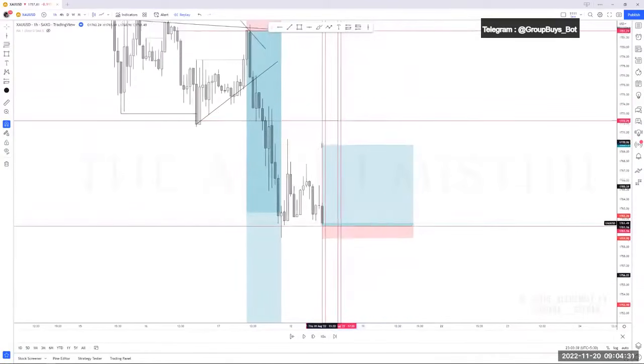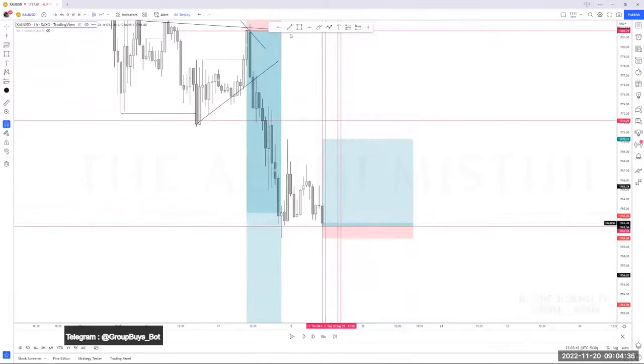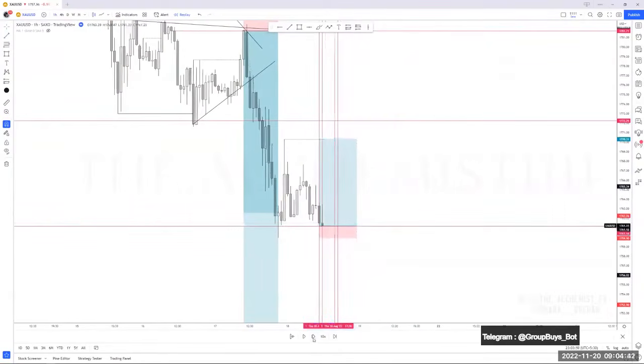12 pips. Where am I targeting? The next daily level, or this high, a high that failed to create a lower low. Liquidity. Liquidity like this. Now let's wait. What happened? There it goes.